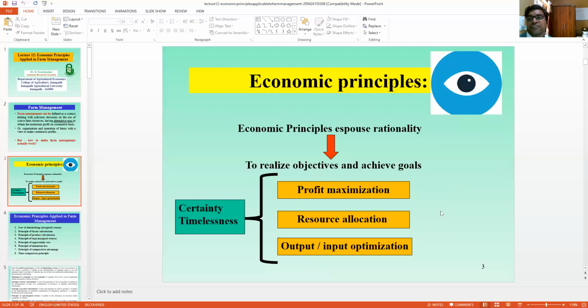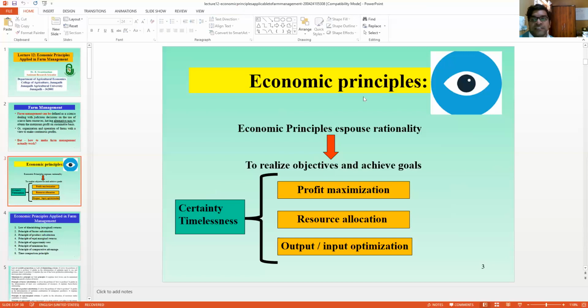But we have assumptions in economic principles: certainty and timelessness. Certainty, this is what is going to come, right? If you apply 10 kg of urea, you'll be getting 20 kg of groundnut. It is certain. That is what the economic principles believe. And there is nothing called time element. But in reality, we have risk and uncertainty, where nothing is certain. If we apply 10 kg of urea, a farmer cannot be very sure that he'll be getting output or not. And he also has to face the time lag. Whatever decision the farmer is taking, he has to wait for some considerable time period to get the results, right? So in economic principles, we have the assumptions of certainty and timelessness.